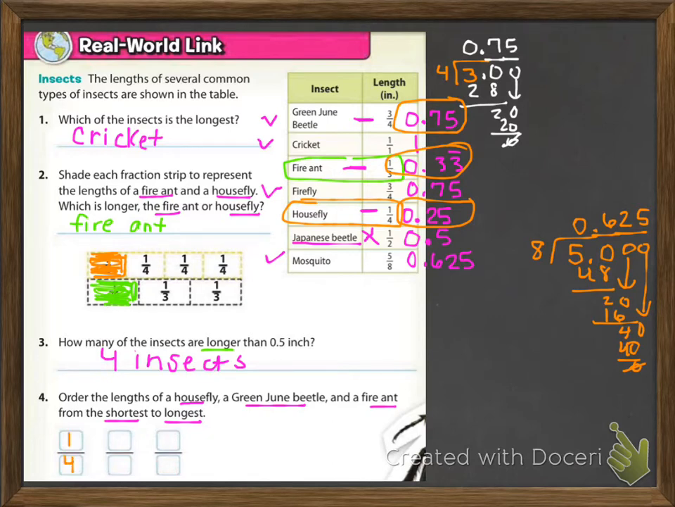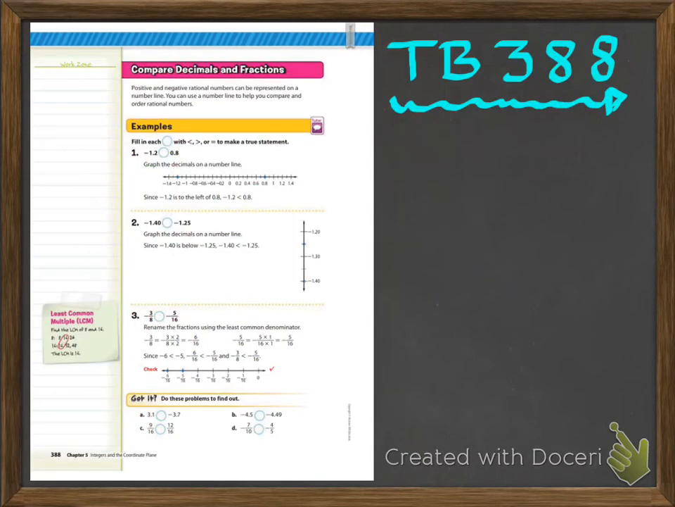Okay? Now we're going to go ahead and take a look, and we're going to see next that the fire ant should be next, and that's 0.33, which converts back into 1/3. And then the last one, of course, would be the green June beetle, and that would be at 0.75, and the fraction for 0.75 is going to be 3/4. And all of those should, of course, be in inches, so they've actually added the little inches there, so you should too. All right, you're all set there. Let's go ahead and see what we have next.